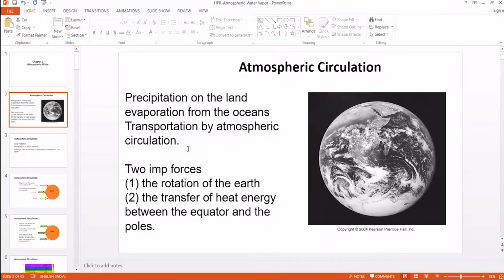There are two important forces. One is the rotation of the earth, and the second is the transfer of heat energy. These are the two main forces, because they influence the wind flow as well as the energy transfer from one location to another.